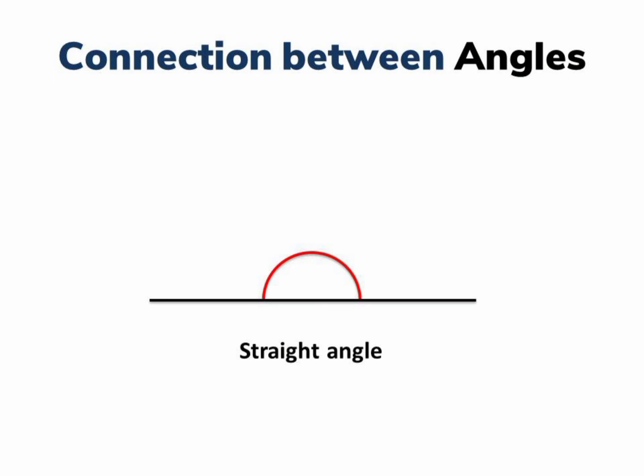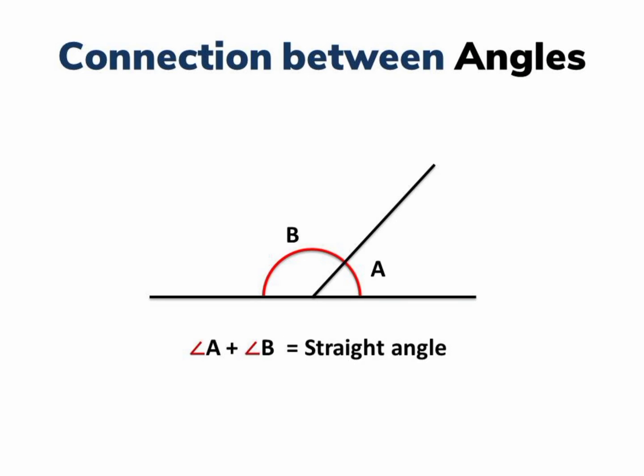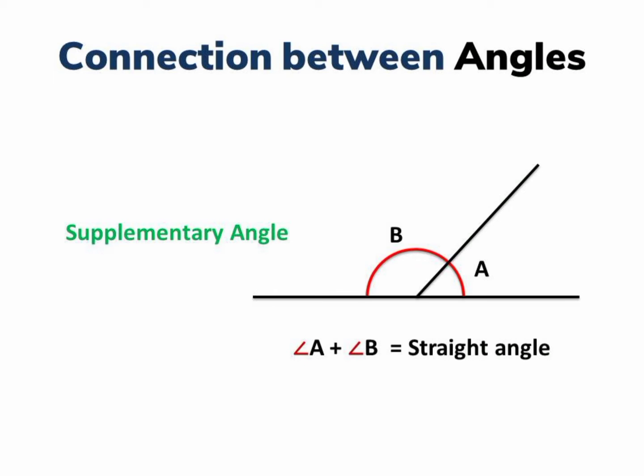And then, we can do the same thing with a straight angle. If we take a straight angle made from two rays and divide it with a third ray, two new smaller angles are formed. And those two angles combine to form a straight angle. We call these angles supplementary angles. So, supplementary angles combine to form a straight angle.